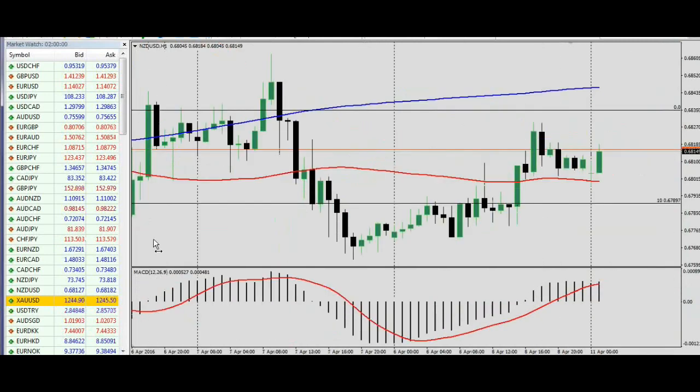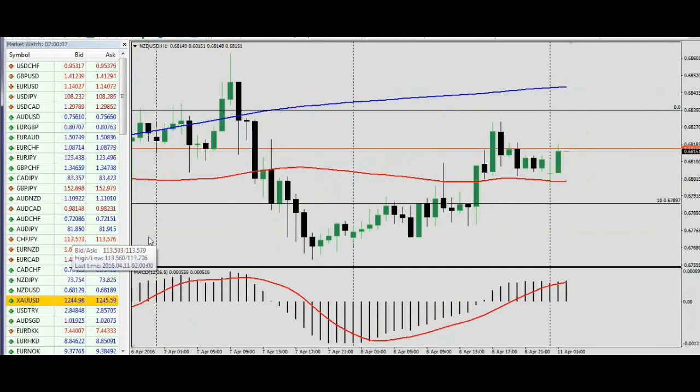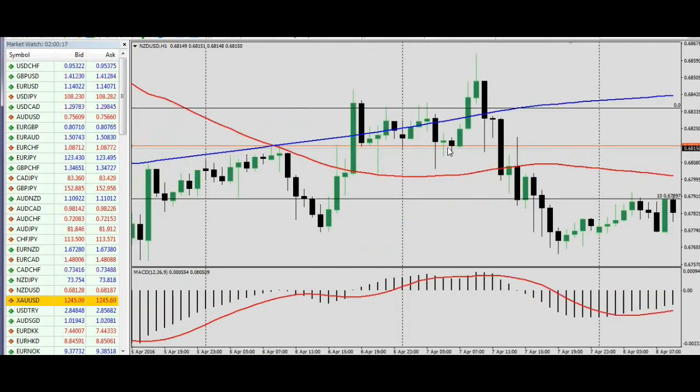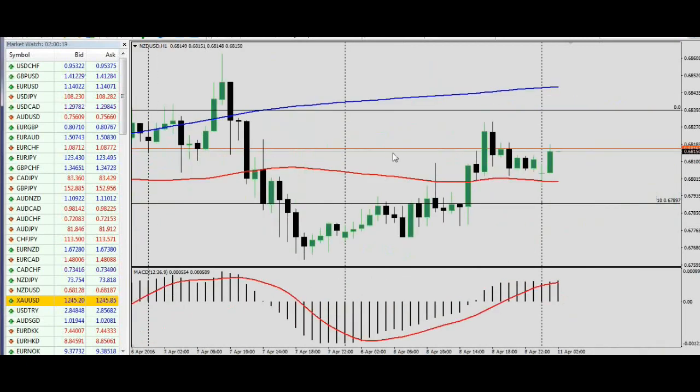On New Zealand dollar, US dollar, we can also see that the pair is basically bouncing off the 50 moving average on hourly time frame, and the pair is on current resistance level, which was previously support level as well. So we need to see this level to break above in order for us to consider any kind of bullishness.